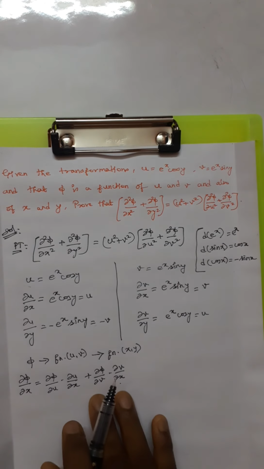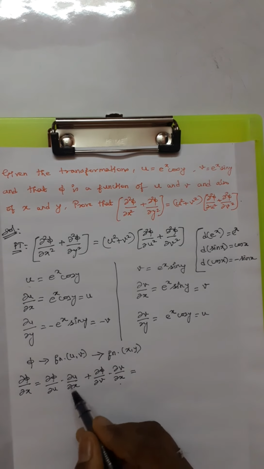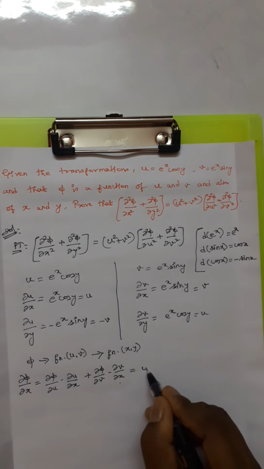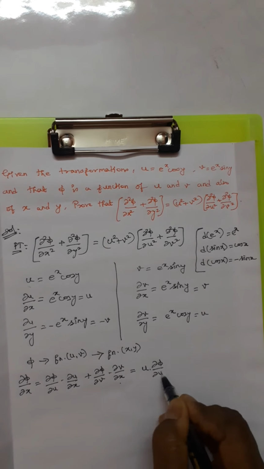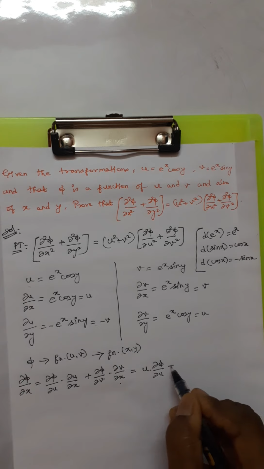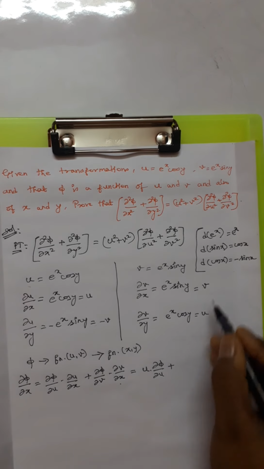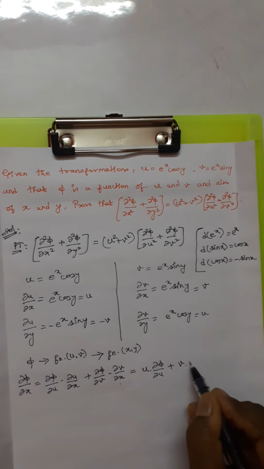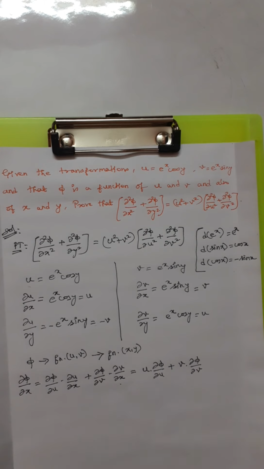Just substituting it here, dou u by dou x is u. So u into dou phi by dou u plus dou v by dou x. Dou v by dou x is v. So v into dou phi by dou v. Right? We have found it and written it.